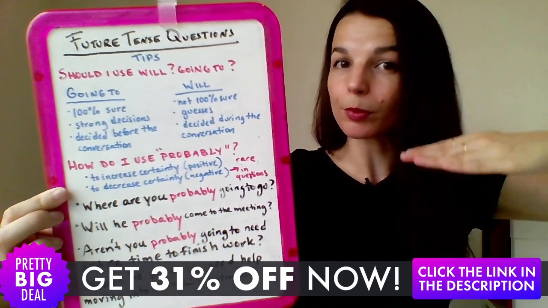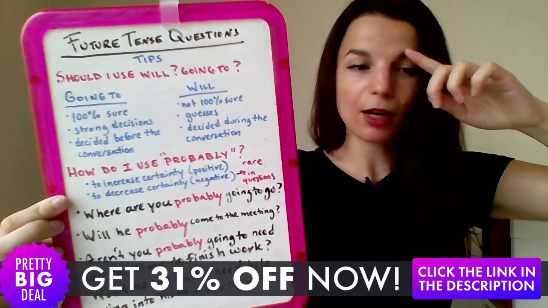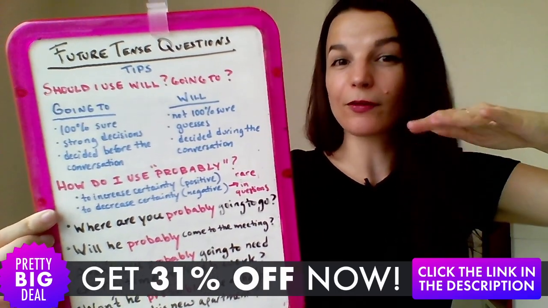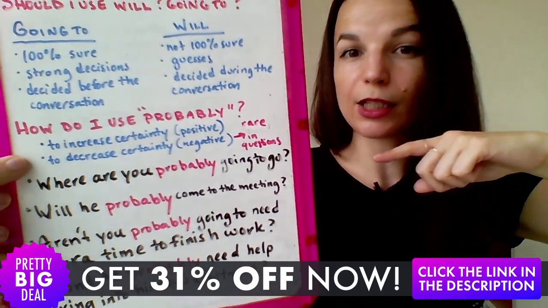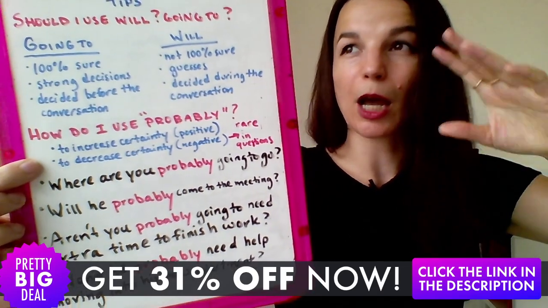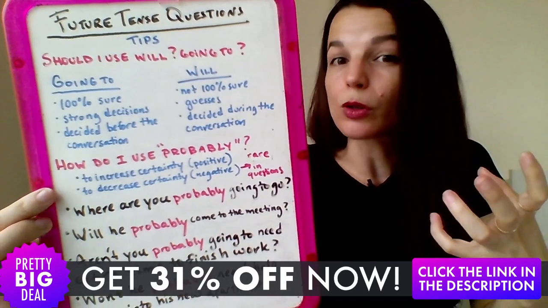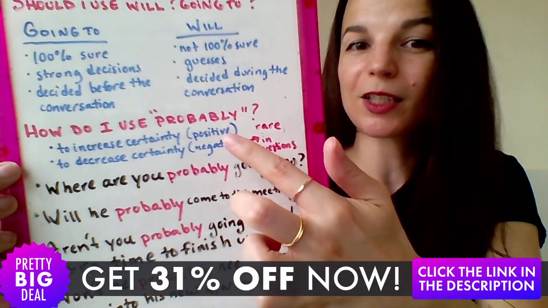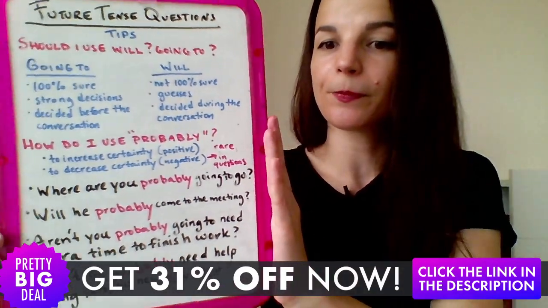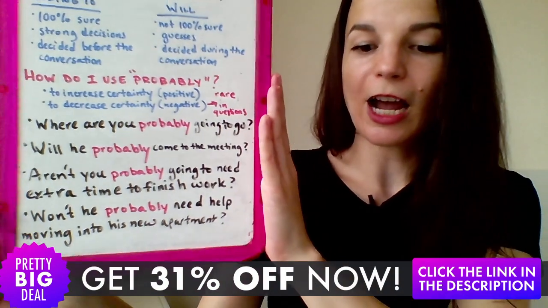So we use probably with positives to talk about higher levels of something, especially with will. And when we use it in the negative, we can decrease that feeling. I probably won't. So it kind of gives you that feeling of decreased certainty. This is rare in questions though, so we're going to practice using it in positives. Okay? Let's go to examples because time is running out.